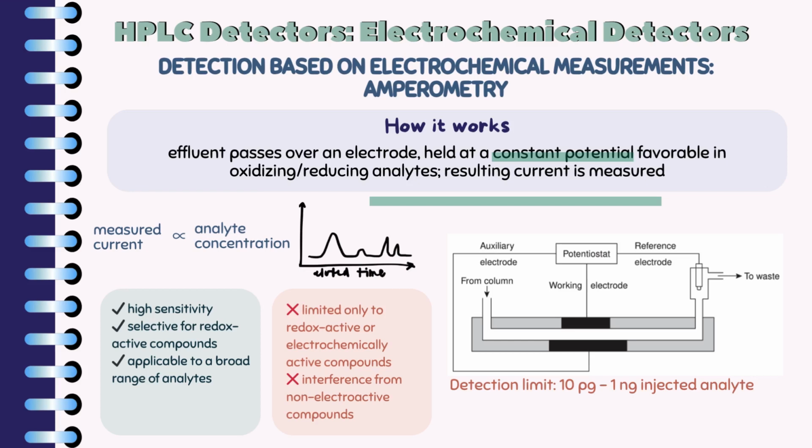For the first type of electrochemical detection, amperometry is based on measuring the current resulting from the oxidation or reduction of analytes at a constant applied potential. It is highly sensitive and selective for electroactive compounds and is thus applicable to a broad range of analytes, but it is limited to these compounds. It also runs the possibility of being interfered with by non-electroactive compounds. Another limitation to all electrochemical detection methods is the wear and tear of electrodes and the frequent need for replacement, especially for complex sample matrices requiring electrolysis of different compounds.